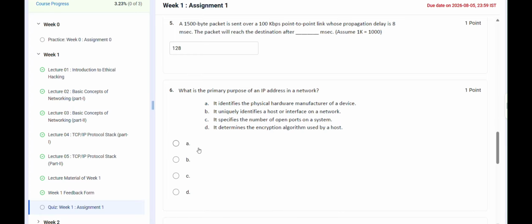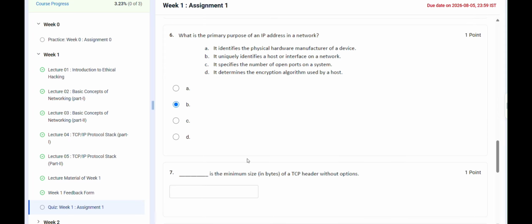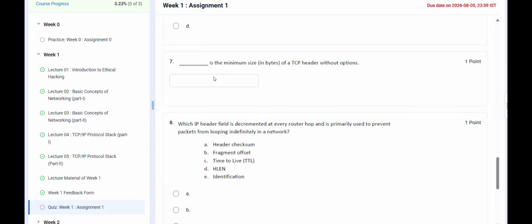Then the seventh question: dash is the minimum size in bytes of a TCP transmission header without options. The answer is 20.